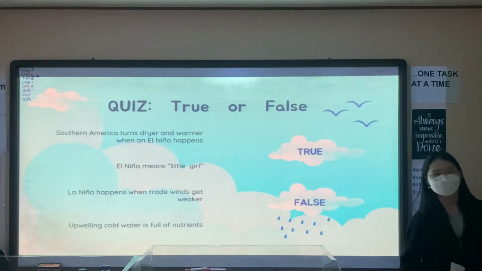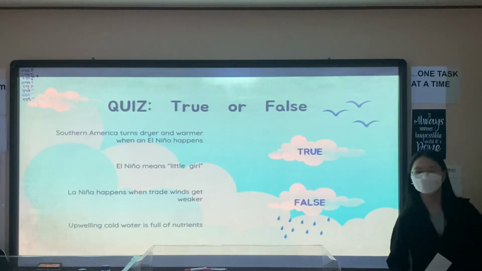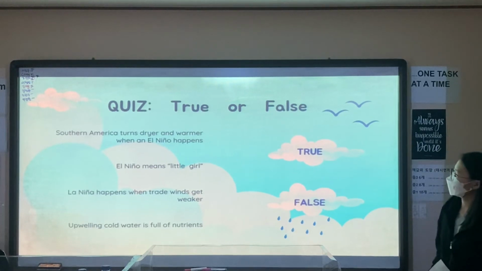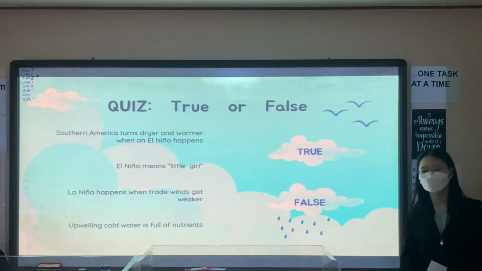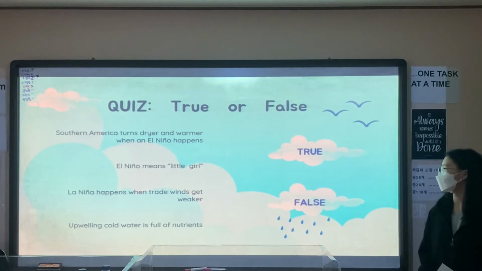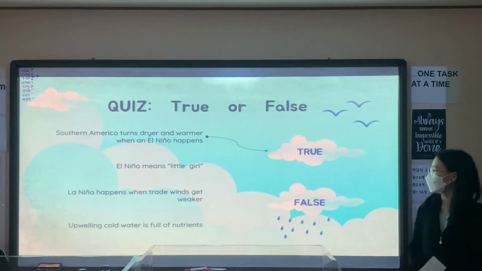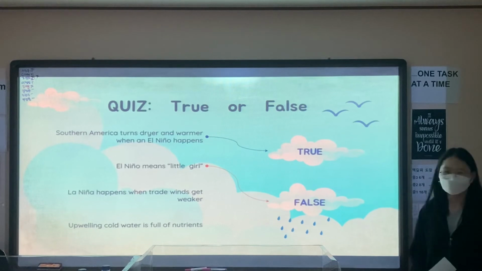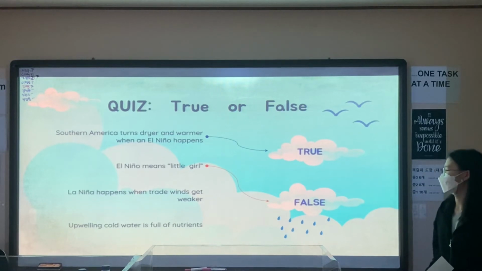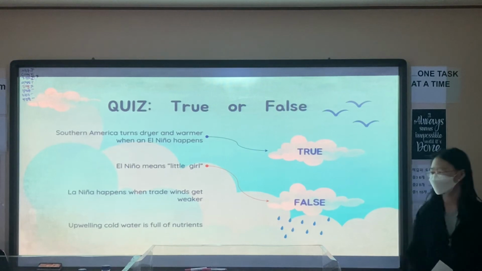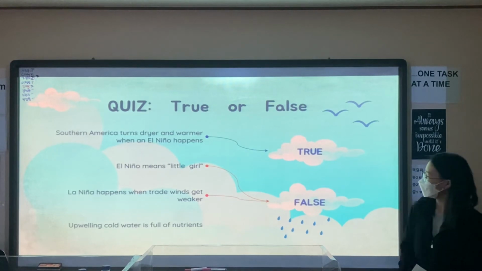Now this is the quiz. You can choose between true or false. Now the first question is, Southern America turns drier and warmer when an El Nino happens. Yeah, true. Yes, it is true. And El Nino means little girl. False. True. And El Nino happens when the trade winds get weaker. False. You're good at this.